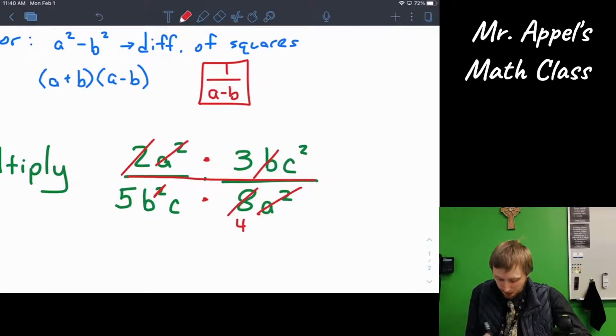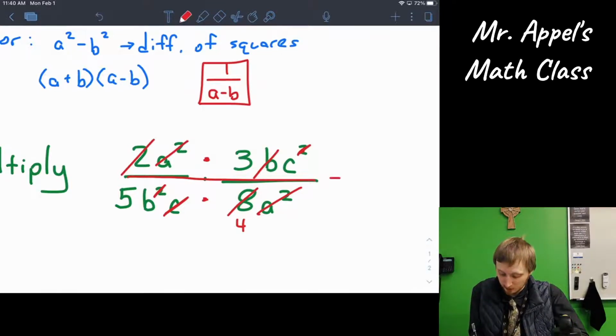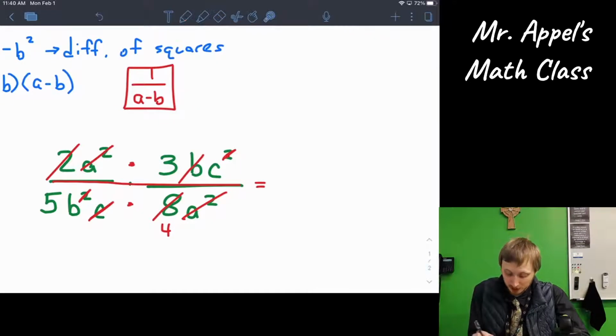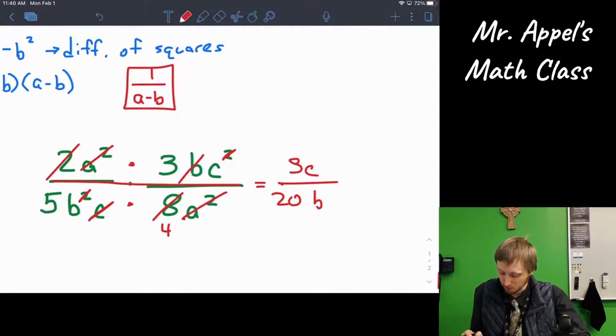How about c's? Any c's reduced? There's 1 down here. There's squared, so there's 2 up there. We get rid of the square. We're just left with regular c. What's left? Read across the numerator. Nothing, nothing. 3c. Denominator, 5, b, and 4. 5 times 4 is 20. b. Okay. Final answer.